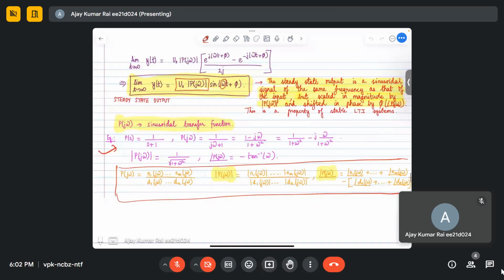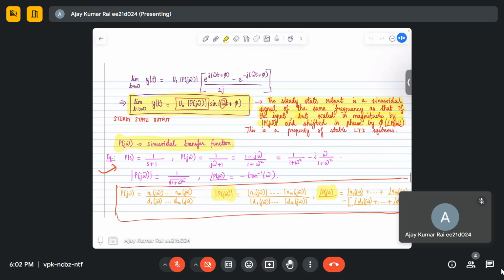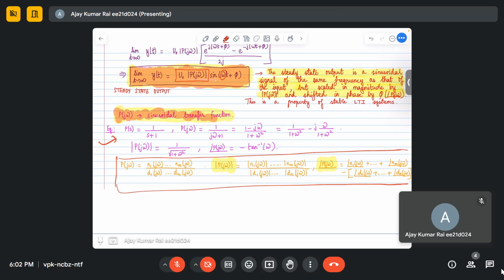In the last week we have seen this. If there is a plant transfer function P(s), and you put s = j omega, then we call it the sinusoidal transfer function. An important result that we have seen is shown here. As you can see, the final output has the same frequency as the input, and the magnitude is just scaled by the magnitude of P(j omega).